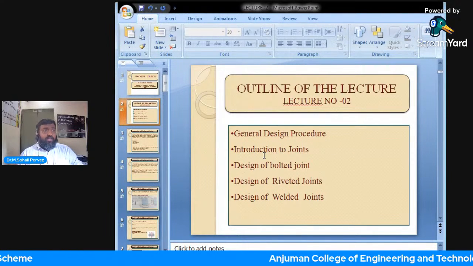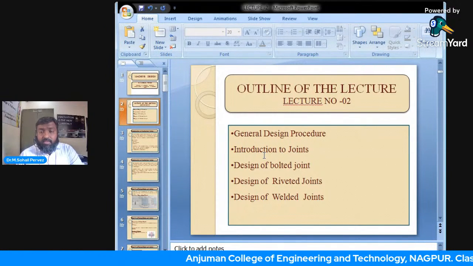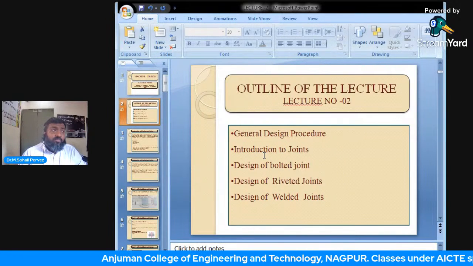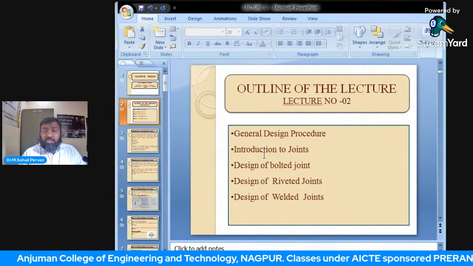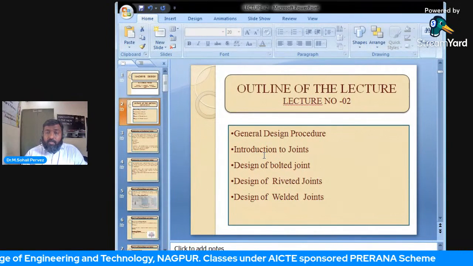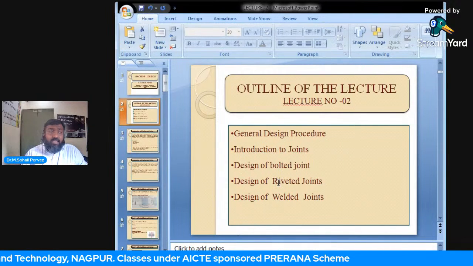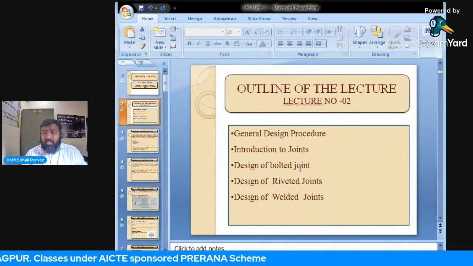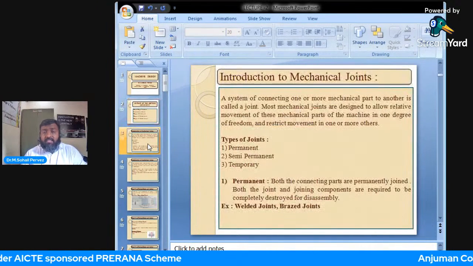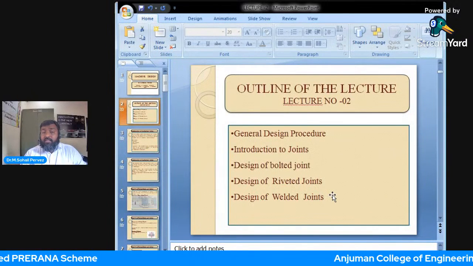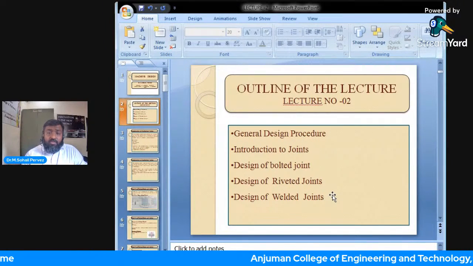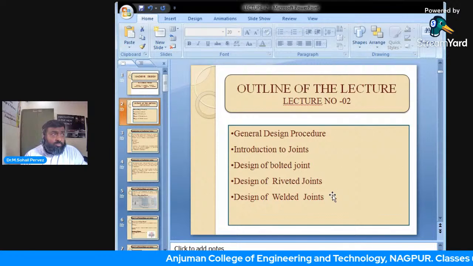So yesterday we very much focused on the general design procedure for machine elements. So first of all, when we say design procedure, the procedure should not be a rigid one, but it will help us in determining the general line of action for the design of a new component or new mechanical element.